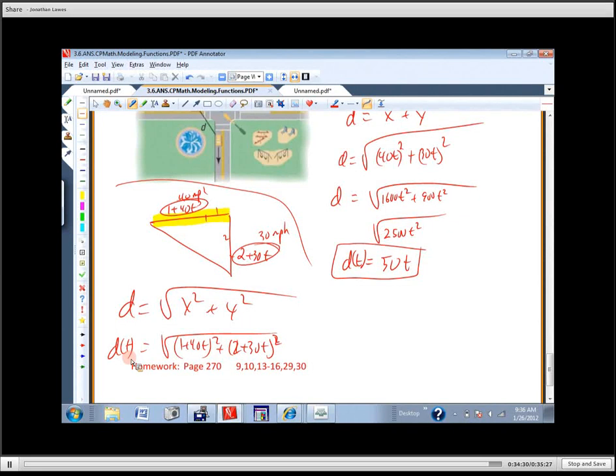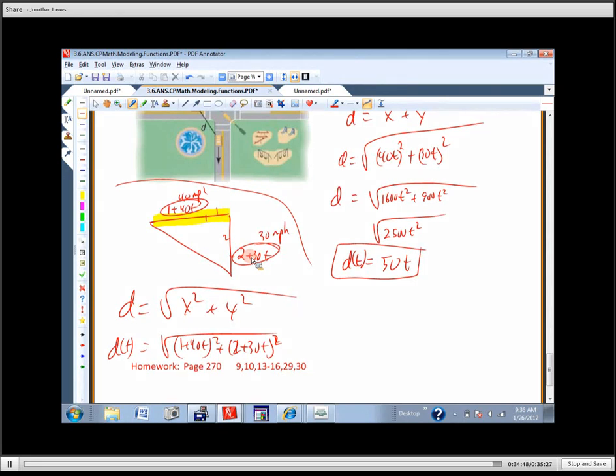Nowhere close. So this is a harder problem, but the idea is still the same. All we did is we gave this one a 1 mile head start, and we gave that one a 2 mile head start. Okay? Any questions? Okay, that's it.